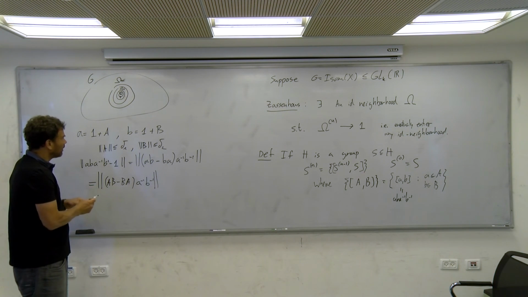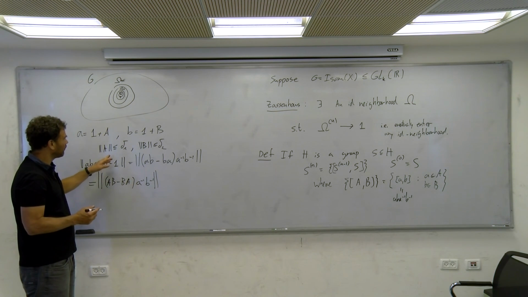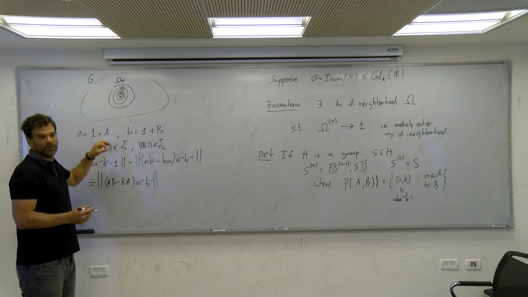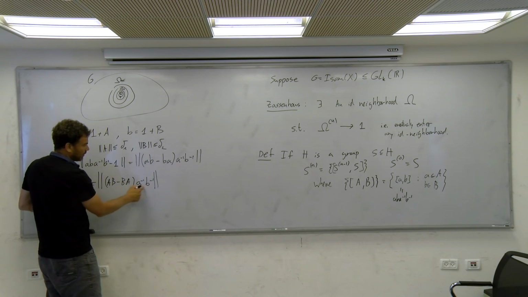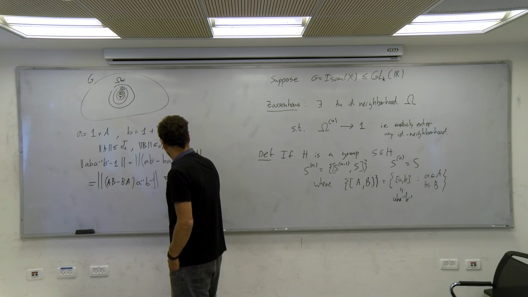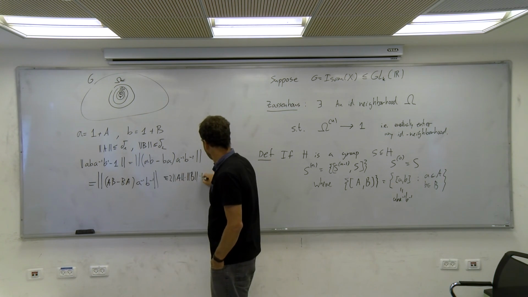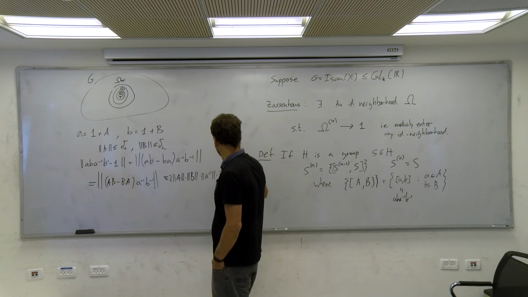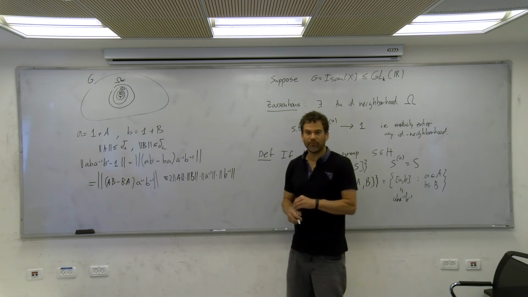Now, if delta 1 and delta 2 are sufficiently small, if a matrix is close to the identity, then its inverse is also close to the identity. So I can assume that this is less than twice the norm of A, the norm of B, times the norm of A inverse times the norm of B inverse, because the norm is submultiplicative. You know this property from norms of matrices.